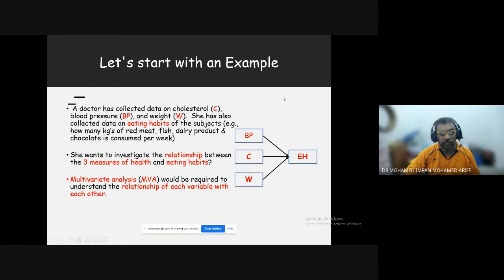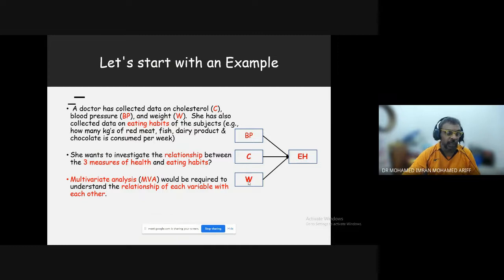And we also want to find out, mungkin doktor tu nak find out among this data sini, BP, cholesterol dengan weight, which contributes the most to your eating habits. So this is an example of a situation where we want to use multivariate analysis. Kalau kita ada dua, then we go for bivariate. Tapi kalau kita ada tiga, then now we are talking about multivariate analysis. So in multivariate analysis, we want to see which of the variables contributes the most.